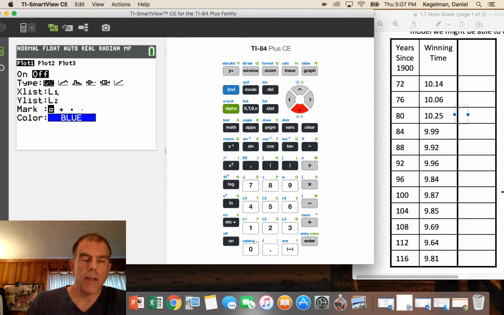XList L1 means your x-axis on your graph is going to use the data from L1, and the YList being L2 means the y-axis is going to graph the data that's in L2, which is our winning times. The mark you choose is what's going to show up on your graph. I would either use the box or the plus. Your screen's pretty small, and if you use these small dots, they just kind of blend into the background, so they hardly make any difference.